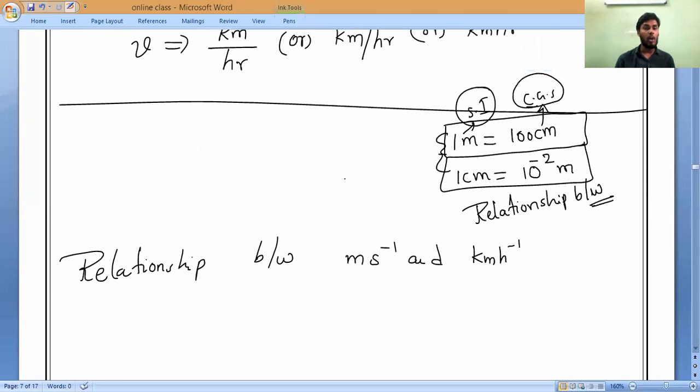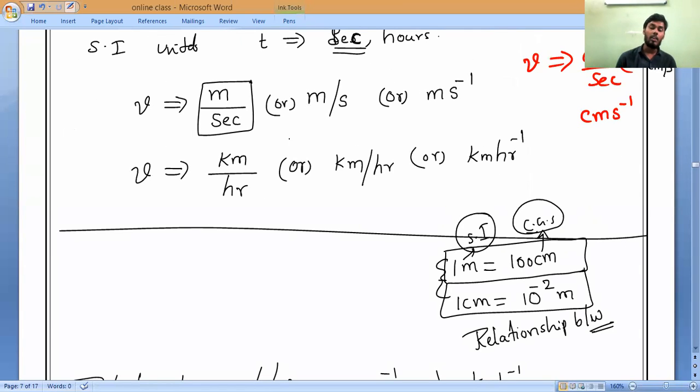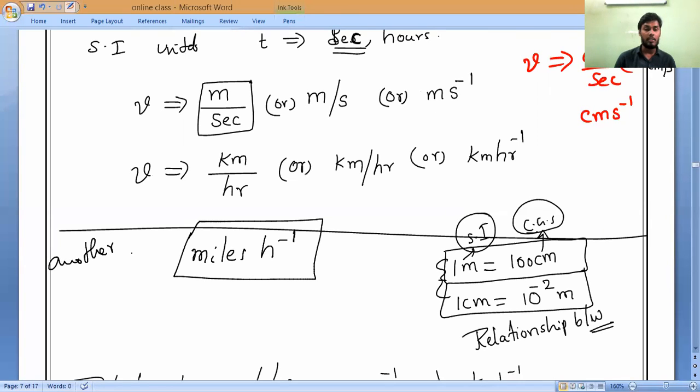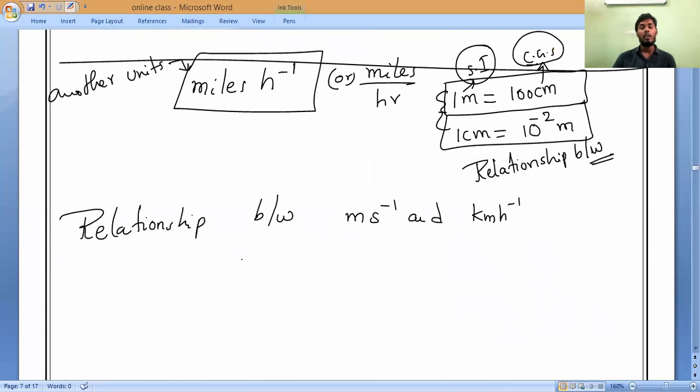Now, for example, if you go to America, how will they measure speed, guys? They will measure in miles per hour. Keep it in mind, this is another unit of speed, because in America they measure distance in miles only. So the other unit is miles per hour. Keep it in mind, all of you. This is also a unit of speed. Clear, everybody?